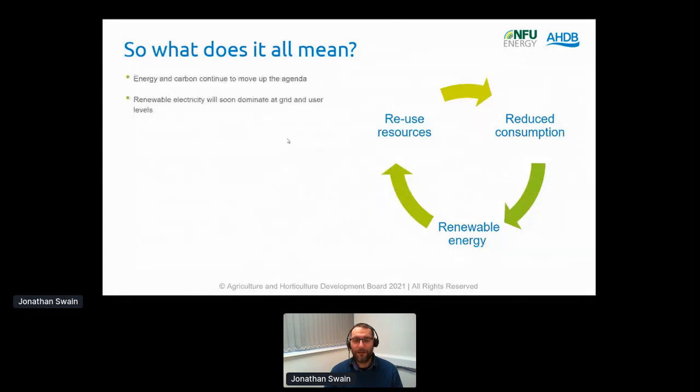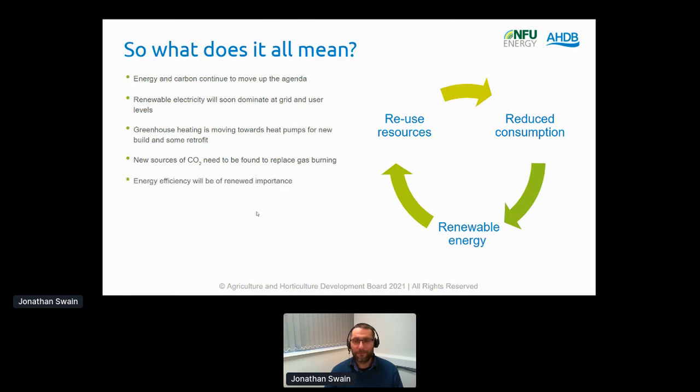And as I said, energy and carbon continue to be talked about, and they will carry on moving up the agenda. They will become more and more important. Renewable energy is really becoming quite dominant, especially in the electricity sector. Heat pumps, as I said, keep an eye on that and how that might apply to your business. And ultimately, if you need CO2 enrichment, we're going to need to find new sources of that, and whether the trade-off from taking it out of the air is that we can actually use it to enrich greenhouse aerial environments. That's a really interesting point to think about.